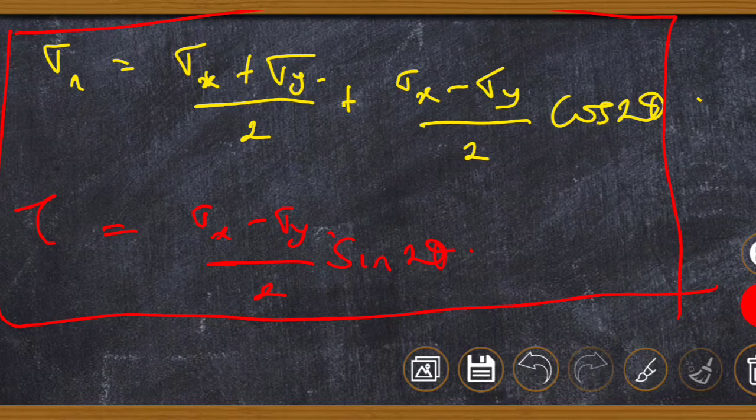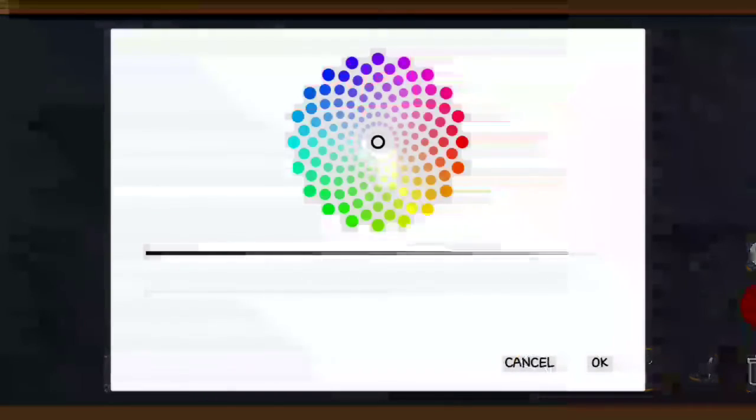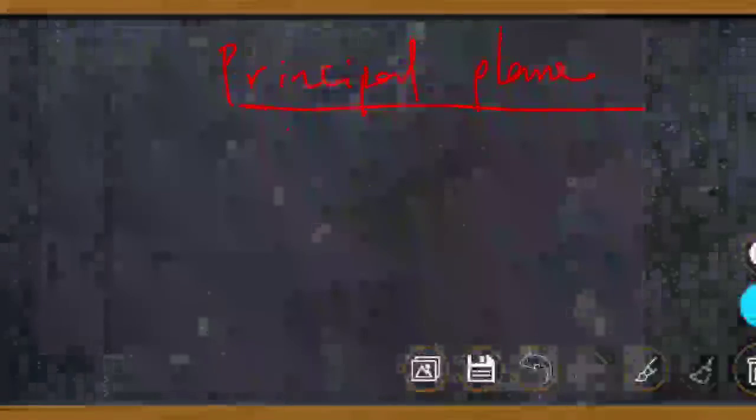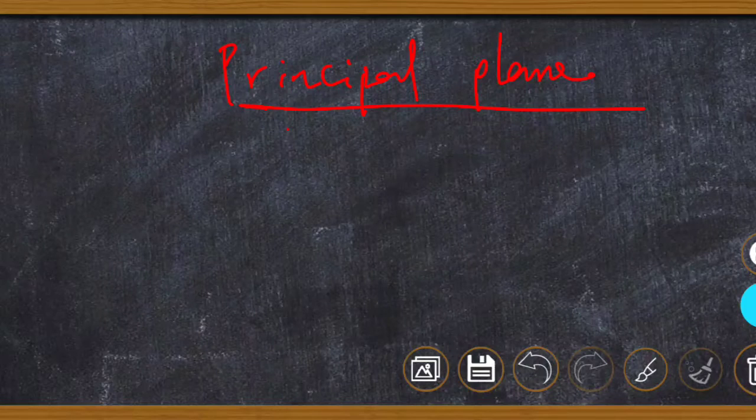Now, let's take a look at the principal plane. What do we mean by a principal plane? Let's start with that. Principal plane. Now, what is a principal plane? A principal plane is a plane in which the total shear stress is equal to 0. It simply shows what?